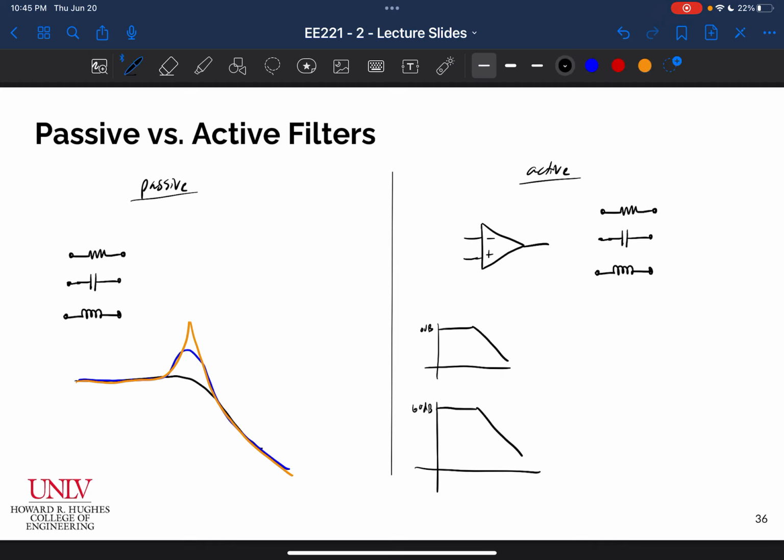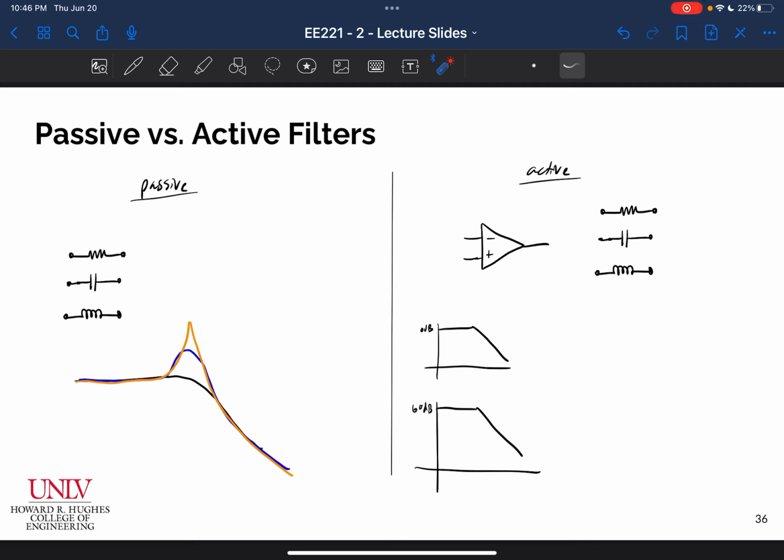Another difference between passive and active filters is that passive filters tend to be able to operate at much higher frequencies because they contain only passive components. But because active components are included in active filters, typical active filter ranges are limited to lower frequencies, typically less than 1 megahertz.